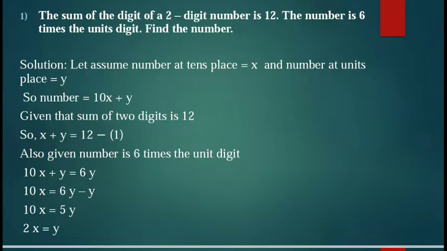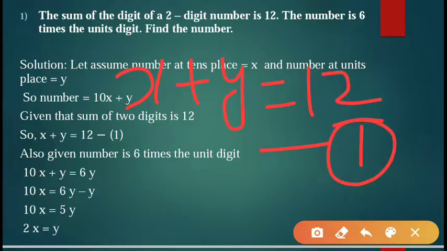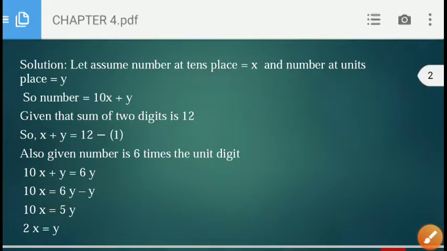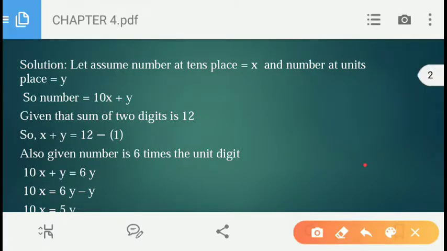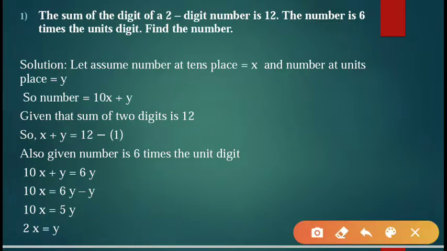Now what is the next thing given in your question? It is given that the sum of the digits is equal to 12. Let's consider it as equation 1: x plus y is equal to 12. Next, what is given? It is given that the number is 6 times the unit digit. And what is the unit digit? The unit digit is y. So this can be written as 10x plus y is equal to 6y.